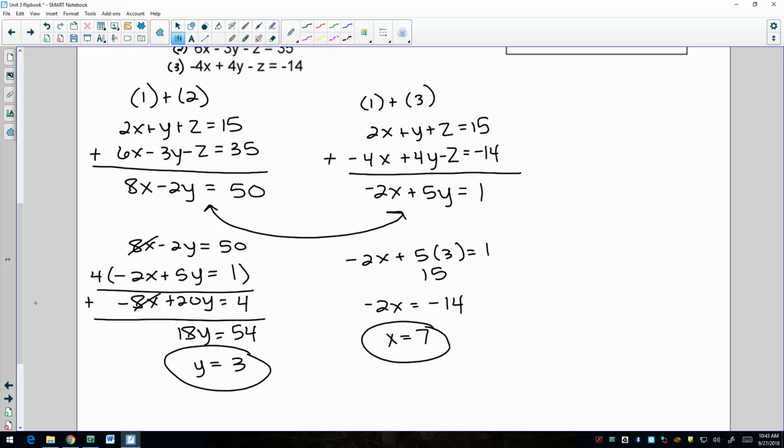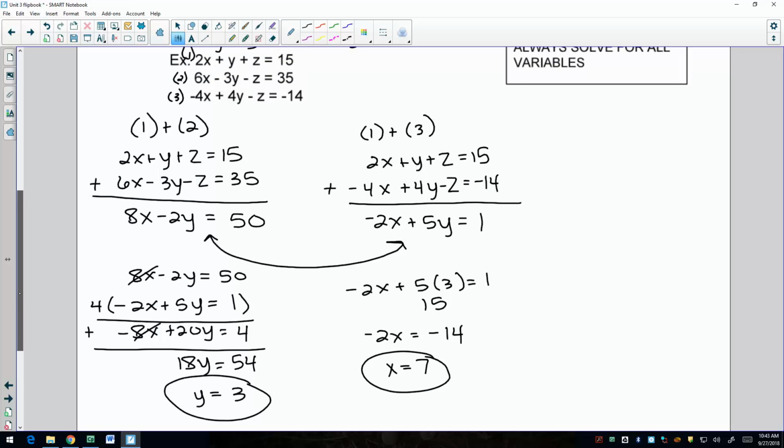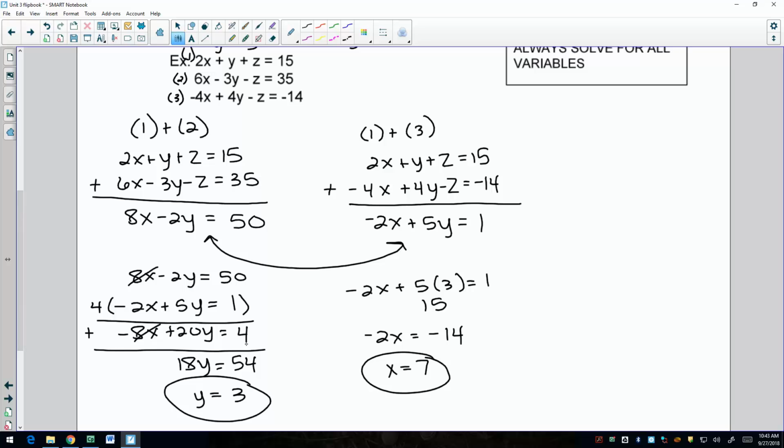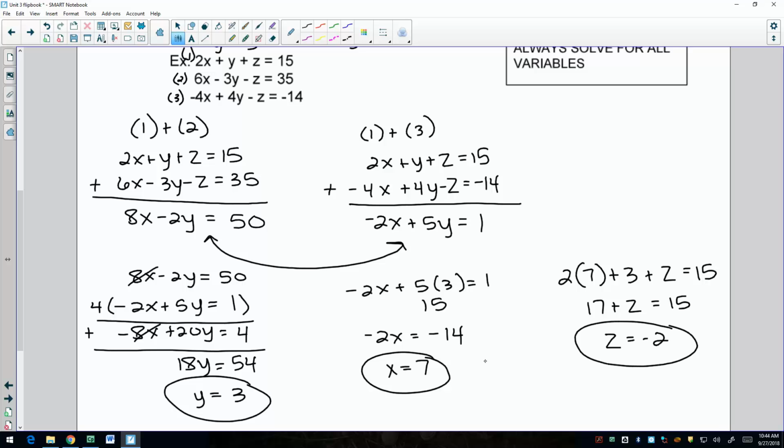Now I lastly have to find z. So I'm going to plug in 7 and 3 for x and y up into one of these. I'm going to pick the top one. So instead of x, I'm going to write 7. Instead of y, I'm going to write 3. And then I've got to keep z, because that's what I'm solving for. That is 14 plus 3 is 17. And then subtract the 17 over, you get z equals negative 2. So there is your final answer.